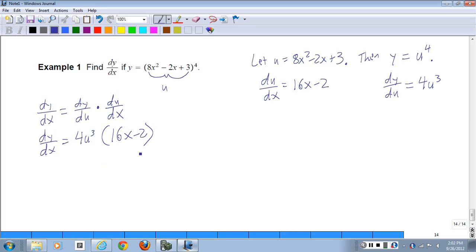Except that our final answer doesn't need to have any u's in it. The original expression didn't have any u's in it, so our final answer doesn't either. The u is just something that we made up to make the calculation simpler. So for the final answer, substitute that expression back for u. So dy/dx is going to be 4 times (8x squared minus 2x plus 3) to the third power times 16x minus 2.